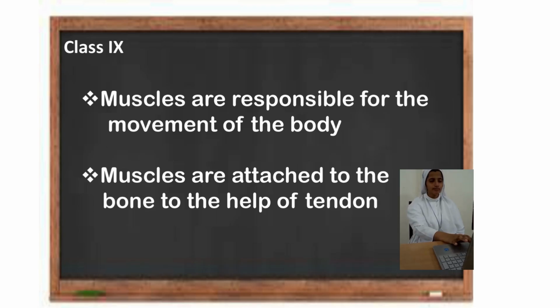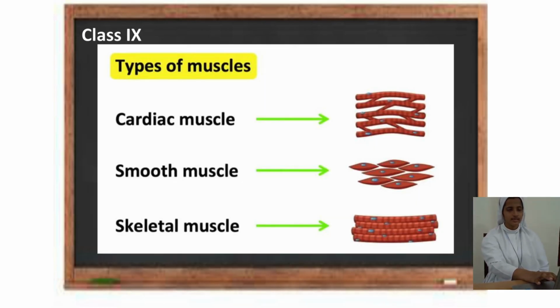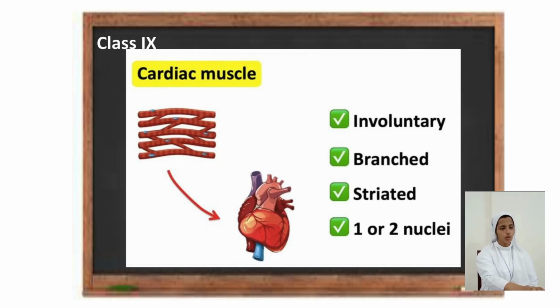There are three types of muscle, that is cardiac muscle, smooth muscle, and skeletal muscle. So we can study them in detail. What is meant by cardiac muscle? It can be seen in our heart. Mainly this cardiac muscle is found in the heart cells. It is involuntary, branched, has striations, and consists of one or two nuclei. So that is cardiac muscle.